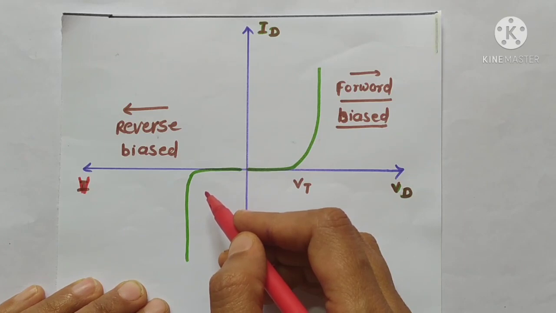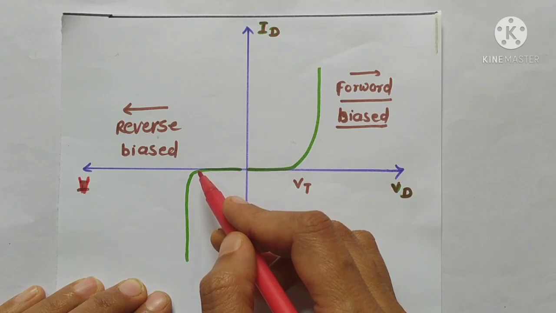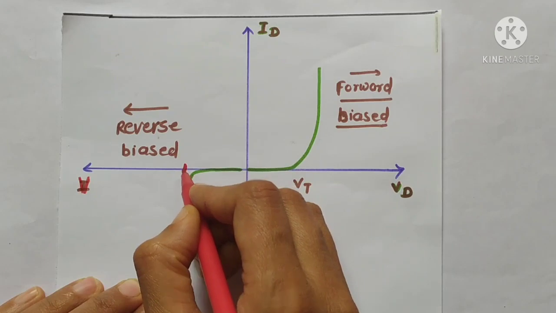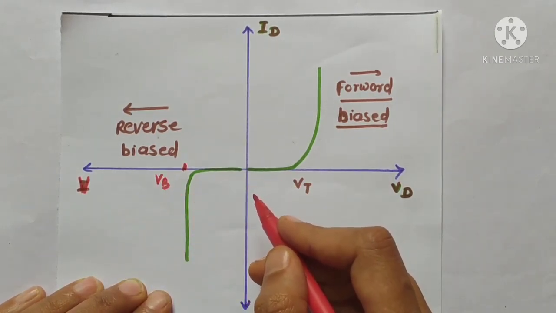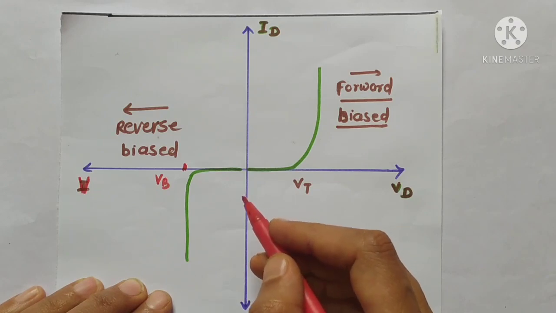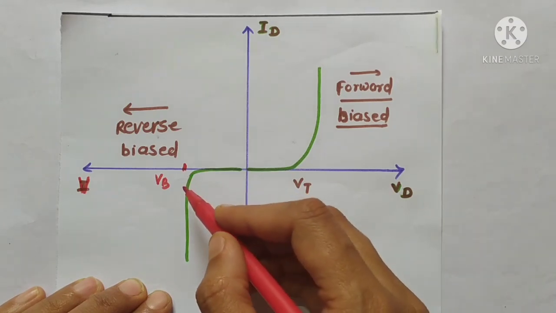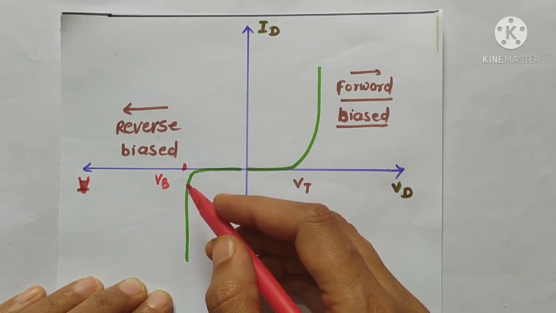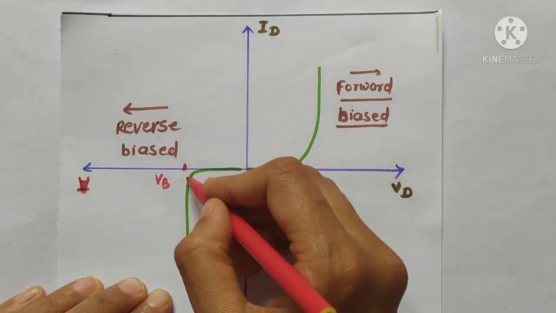Okay students, if we continuously increase this reverse voltage, then we reach the point which is known as the breakdown voltage. Once the breakdown voltage is reached for the diode, suddenly a lot of minority carriers will appear in the depletion region. Suddenly the diode conducts very heavily.